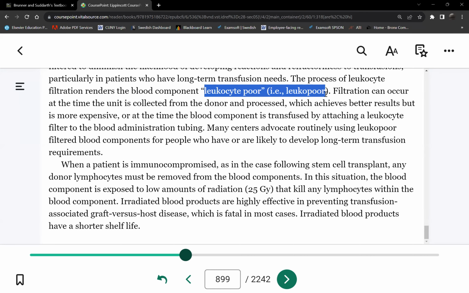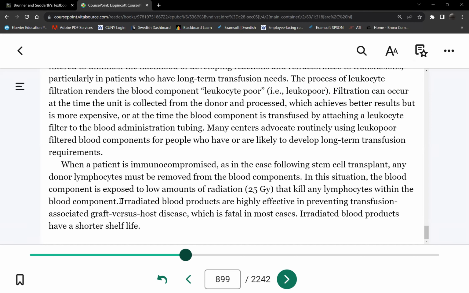Make sure it is leukopoor, because you might kill your patient by giving that blood, because the white blood cells present in the blood that is not leukocyte poor can literally attack the host, the recipient of the blood, killing that patient. Any question about this concept? No. Okay, so how do they do that?